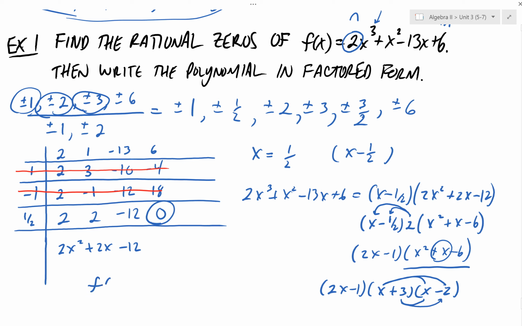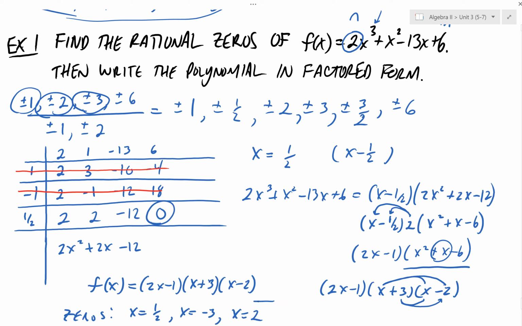So our polynomial then is f of x equals 2x minus 1, x plus 3, x minus 2, and the zeros are x equals 1/2, x equals -3, and x equals 2. Okay, so all that together is our answer. And notice that all three of those zeros were on our original list.